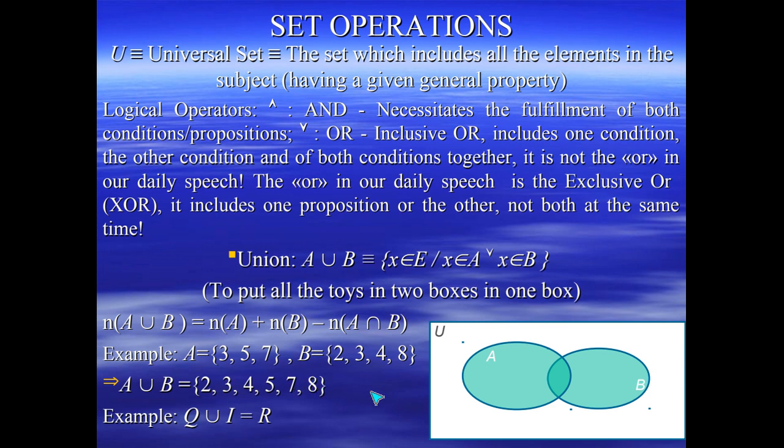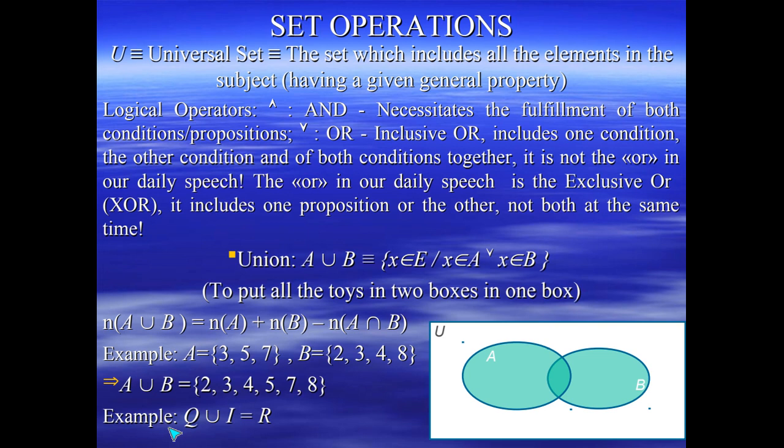So, the example. In an example, we can understand better and visualize it better. The set A consists of the elements 3, 5, 7. B consists of the elements 2, 3, 4, 8. What are the common elements? Just 3, I guess. There is no other common element. But what is A union B? It is 2, 3, 4, 5, 7, 8. Even though there is 3 here and 3 here, I don't count 3 double, just once, because it's the same element. So A union B is all these elements without counting the common ones double: 2, 3, 4, 5, 7, 8.